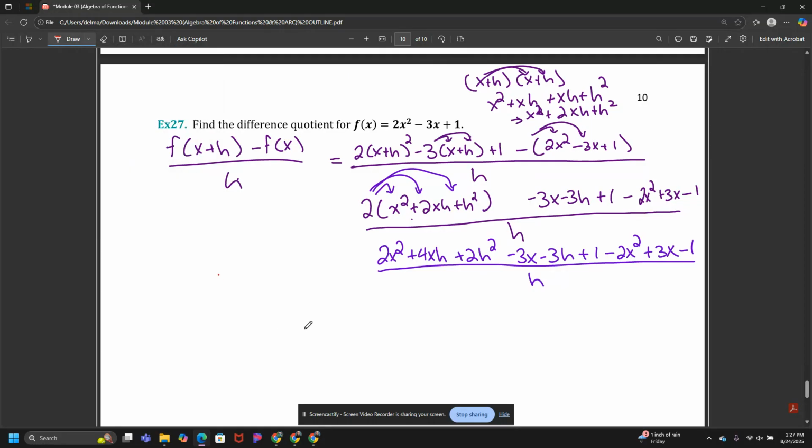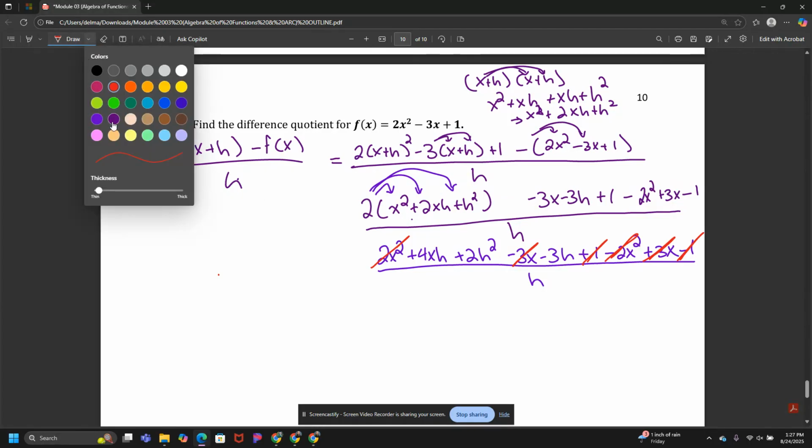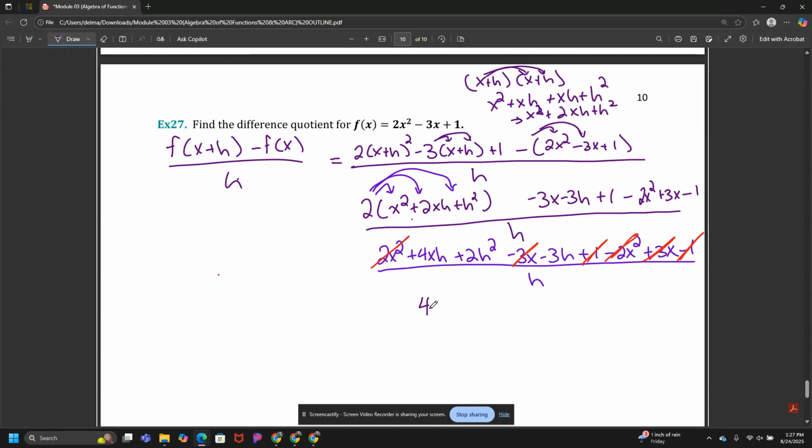Now we're going to play match up. This 2x squared will match up with a negative 2x squared and be eliminated. This negative 3x will match up with a positive 3x and get eliminated. This positive 1 will match up with a negative 1 and get eliminated. So now let's change back to our pen. So then I'm left with 4xh plus 2h squared minus 3h over h.